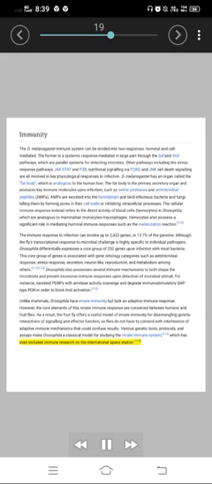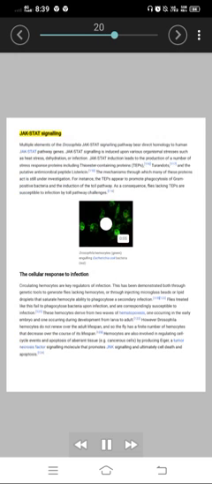JAK-STAT signaling. Multiple elements of the Drosophila JAK-STAT signaling pathway bear direct homology to human JAK-STAT pathway genes. JAK-STAT signaling is induced upon various organismal stresses such as heat stress, dehydration, or infection.